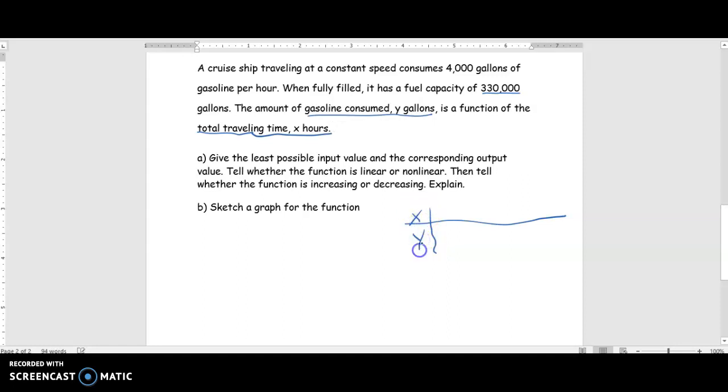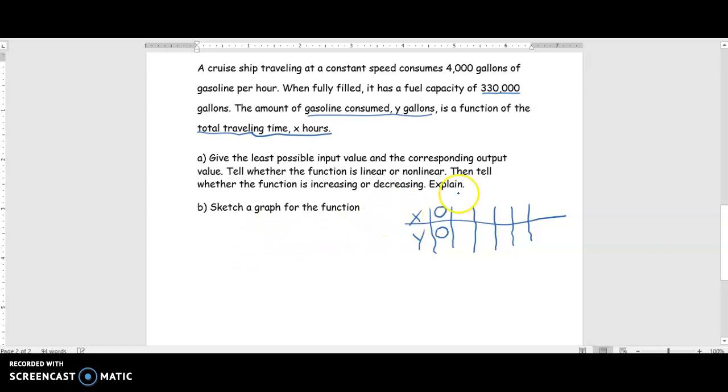You can imagine this situation where x is total traveling time, and it wants to know what is the smallest value that is reasonable for x in this situation. And I would think the smallest value reasonable for x, it has not been traveling at all. Then it says, and the corresponding output value. Now, y is defined as the amount of gasoline consumed. It uses 4,000 gallons of gasoline per hour. So we could see that it has not consumed any gasoline if it has not traveled at this point.